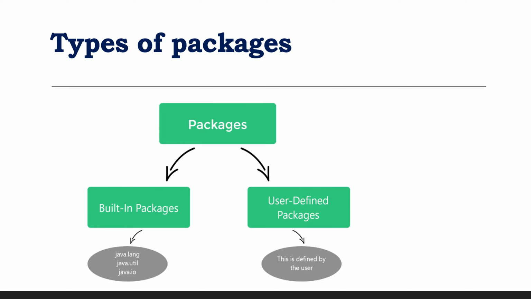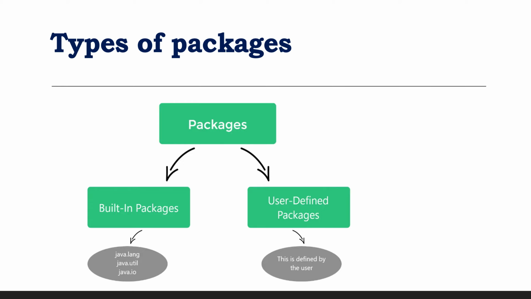Now let's see what types of packages are available in Java. Basically there are two types. First is the built-in package, which is given by Java itself. Second is the user defined package, meaning the packages that the programmer creates. Built-in packages are the ones given by Java, for example java.lang, java.util and java.io. We have already seen the uses of java.lang, and in file reading we have seen the java.io package.